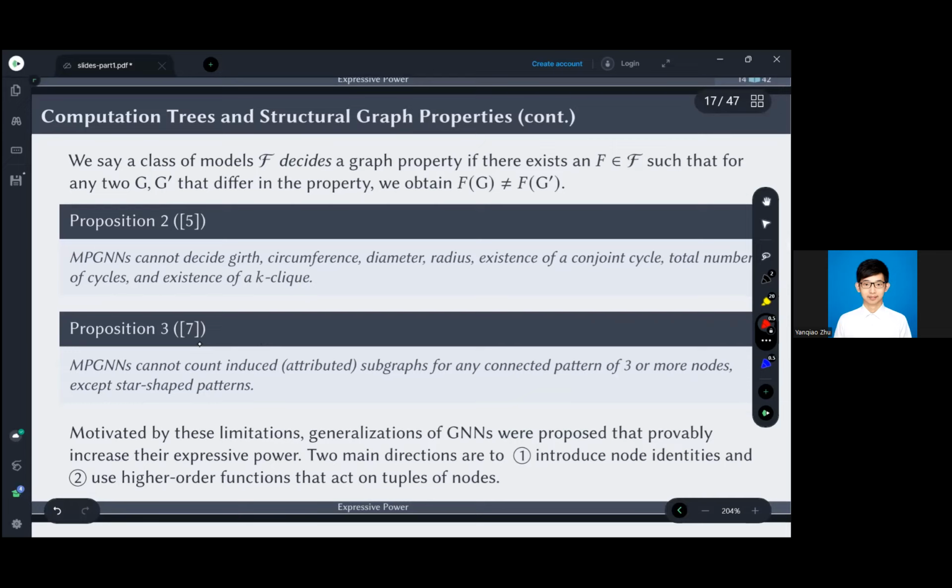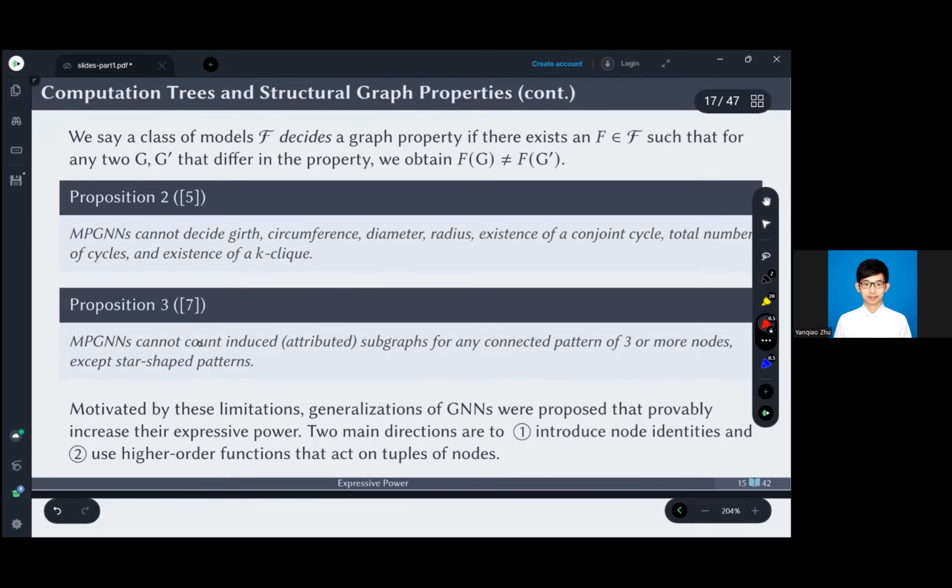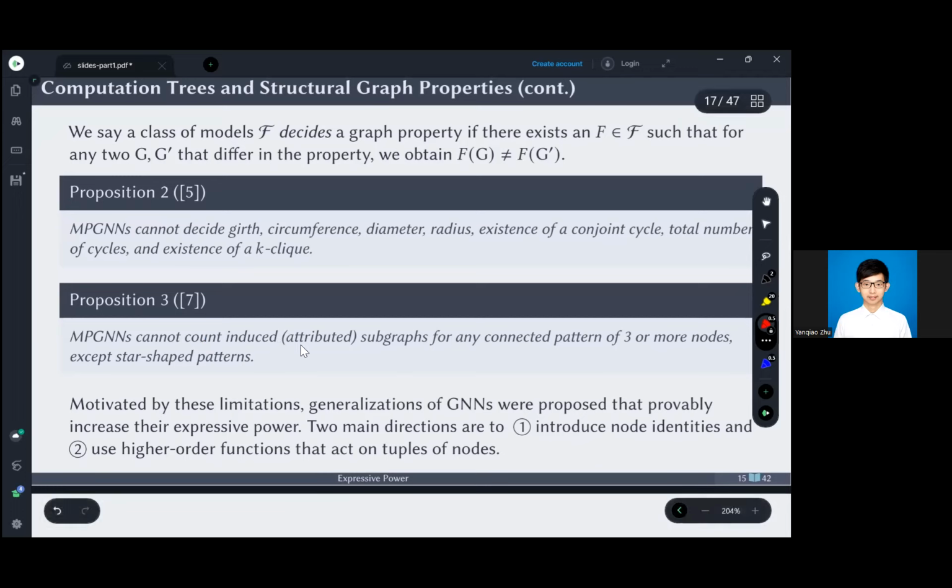And literature 7 says that graph neural network models cannot count the induced attributed subgraphs for any connected patterns of 3 or more nodes. A practical implication of this paper is that for some molecules consisting of a ring like this, the model cannot count the number of subgraphs within this kind of input graph. So those are some limitations of graph neural network models. How can we go beyond those limitations?